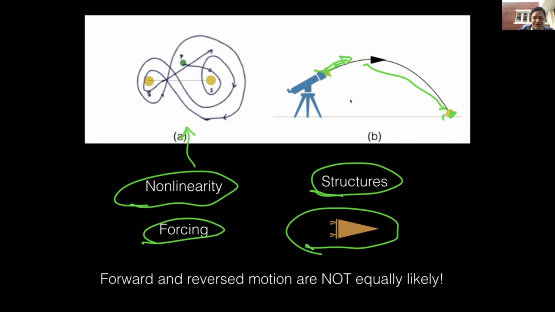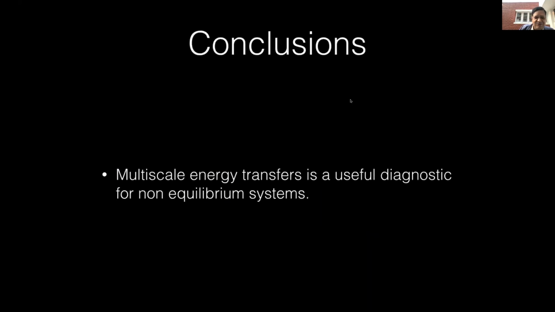So time reversal symmetry is broken in macroscopic systems, and we don't need to invoke reversibility of microscopic fundamental laws. It is there because of too complicated a system. Anyway, I will close here. Multi-scale energy transfer is useful diagnostics for non-equilibrium systems. That's what I would say. Again I thank the organizers and wish Sanjay a very happy birthday and very healthy life in future. I'll stop here and I welcome any questions.